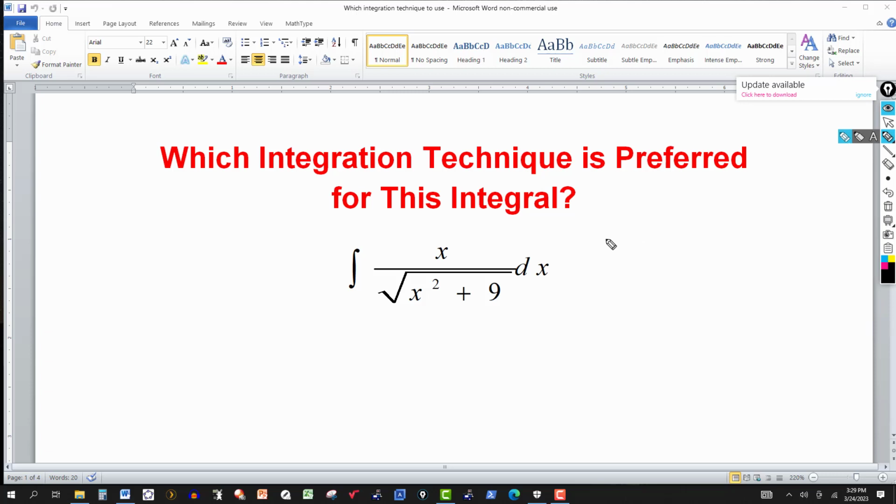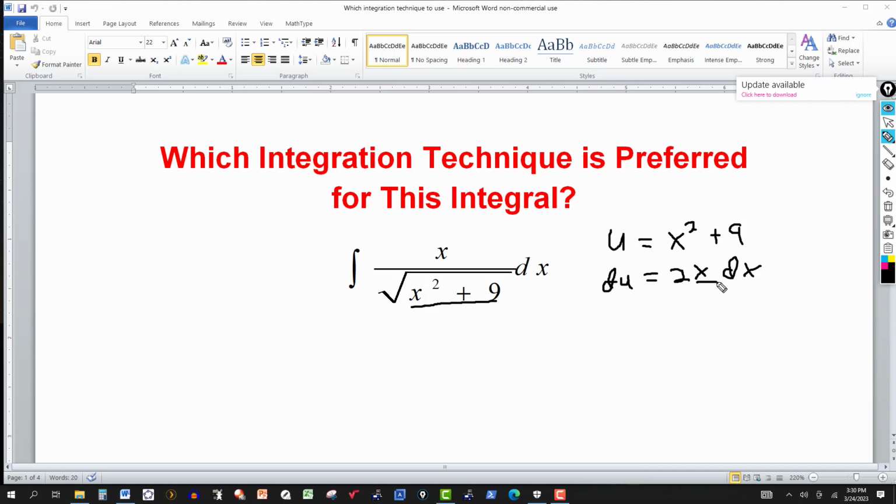But here, I'm going to let u equal x squared plus 9, which of course is the radicand here. So du will be 2x dx.